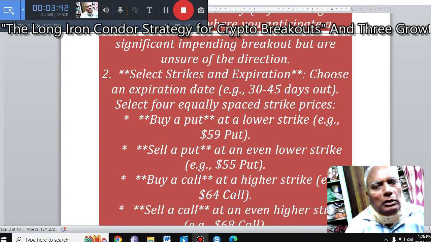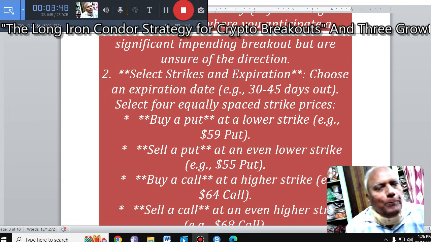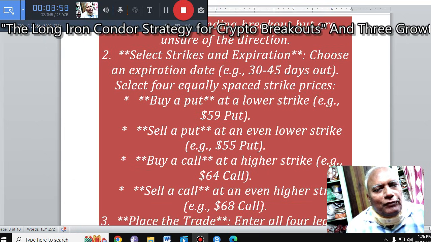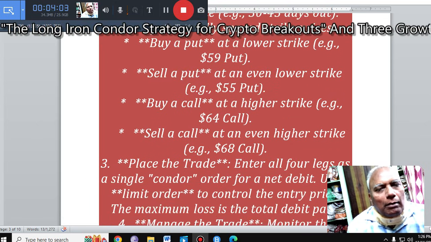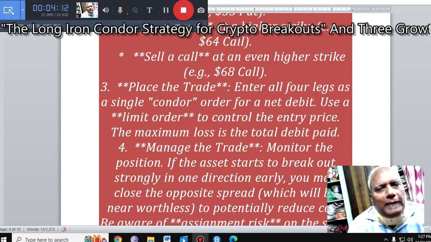Buy a put at a lower strike, e.g. $59 put. Sell a put at an even lower strike, e.g. $55 put. Then sell a call at a higher strike, and buy a call at an even higher strike, e.g. $68 call.